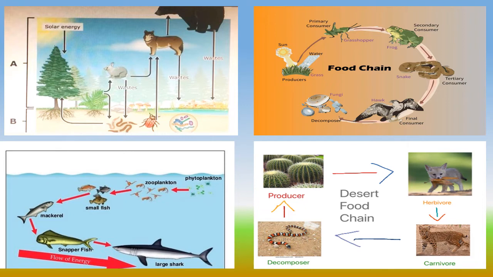Now let's have a look at these pictures. These are the different food chains in different ecosystems. Say for example, if we take a look at this picture, it is an example of the food chain in the forest ecosystem. This is the food chain in the grassland ecosystem. This is the food chain in the aquatic ecosystem, and this is the food chain in the desert ecosystem.